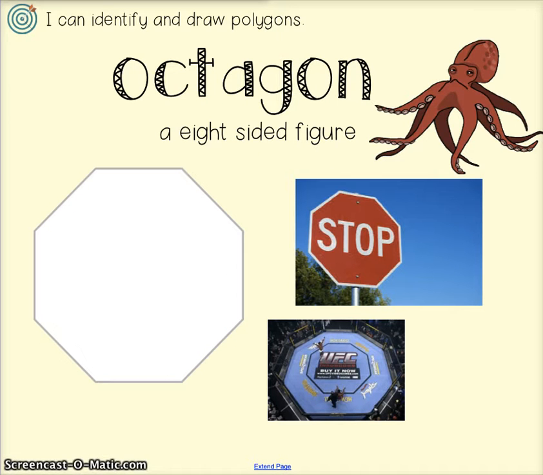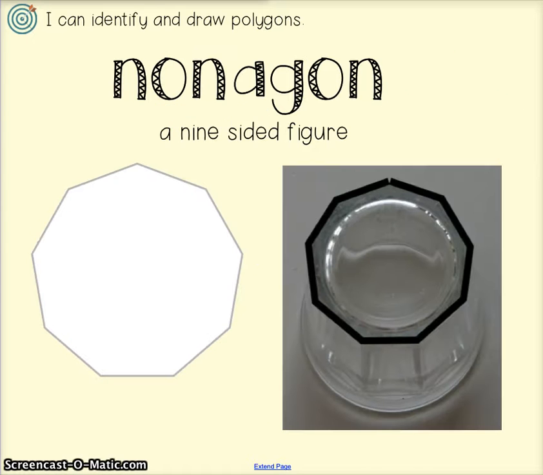Now we have an octagon. An octagon is an 8-sided figure. I'm noticing a little friend up on the right that might help me think of what octa means, 8. Okay, octagon. Octagons are all stop signs and some red circling rings are also octagons.